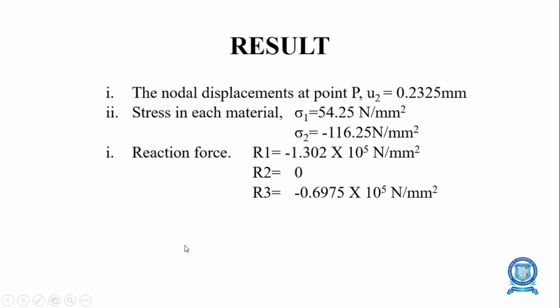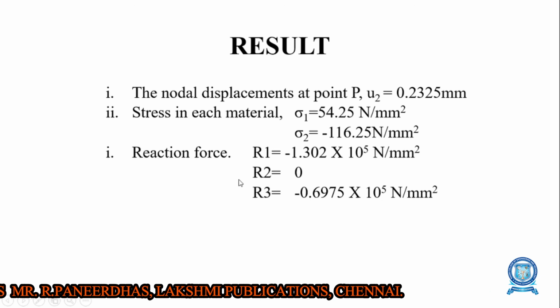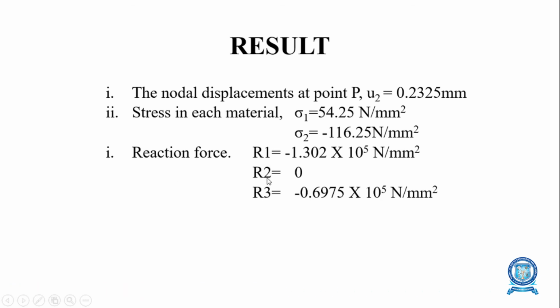So the final result is: the nodal displacement at point P, U2, is equal to 0.2325 mm. The stresses in each material: sigma 1 is equal to 54.25 Newton per mm square and sigma 2 is equal to minus 116.25 Newton per mm square. And the reaction forces R1, R2, R3: R1 is equal to minus 1.302 into 10 to the power 5 Newton, R2 is equal to 0, and R3 is equal to minus 0.6975 into 10 to the power 5 Newton.